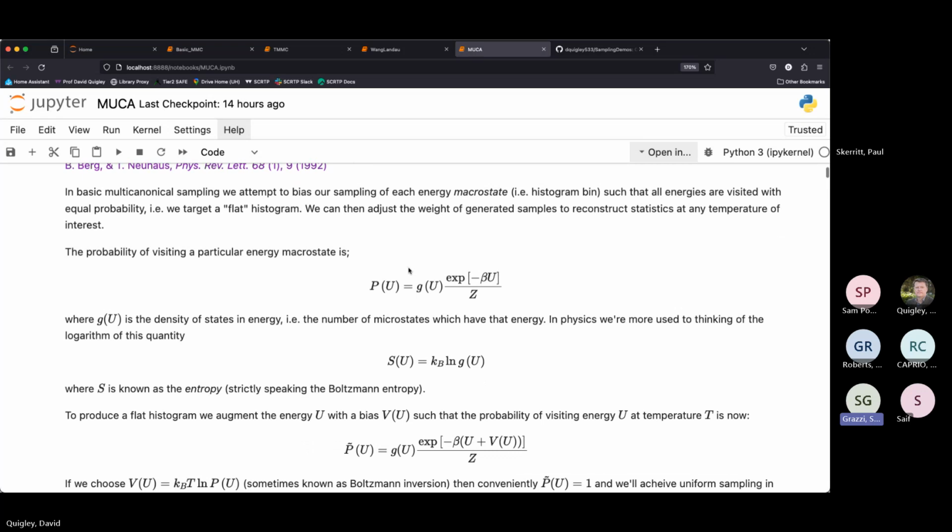So the probability of visiting a particular energy macrostate in the canonical ensemble is just given by the Boltzmann factor multiplied by the number of microstates that exist within that energy macrostate. So how many configurations of the polymer have the energy within that energy bin? I'll call that the density of states, and that's G as a function of U. And then the partition function is the normalization.